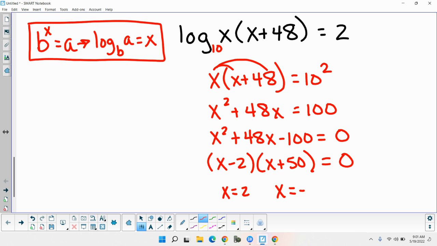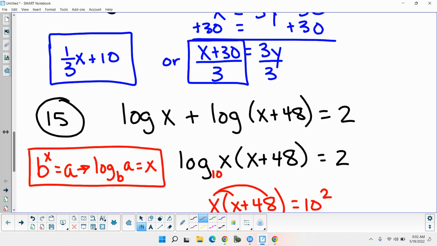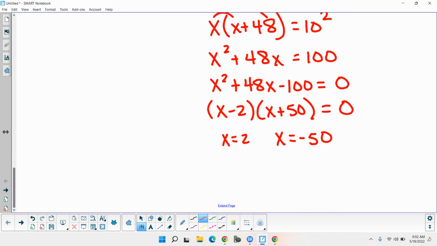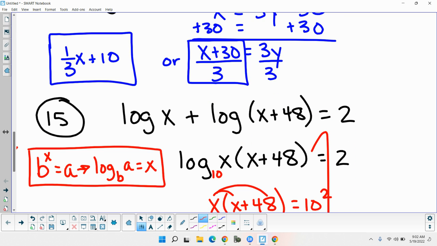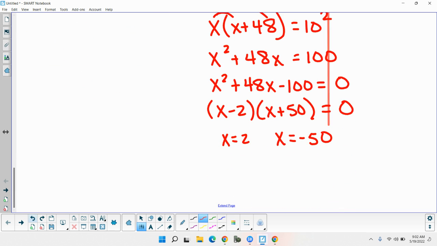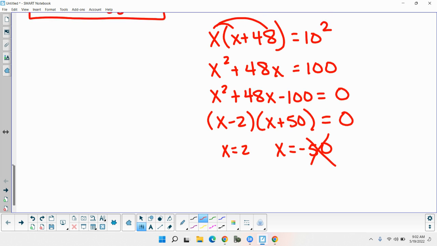Now, when we did log equations like this, we had to check our original problem to make sure we weren't taking the log of a negative number, okay? Because we can't do that. So if I go back to the original, I put negative 50 there, what's happening? Log of negative 50. Am I allowed to do that? No. So is negative 50 a good answer? No. Well, I wanted to mark that off. Okay, so the only correct answer is 2.